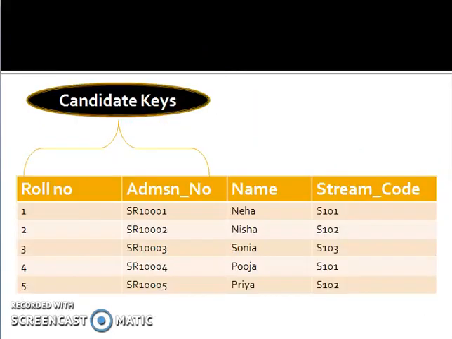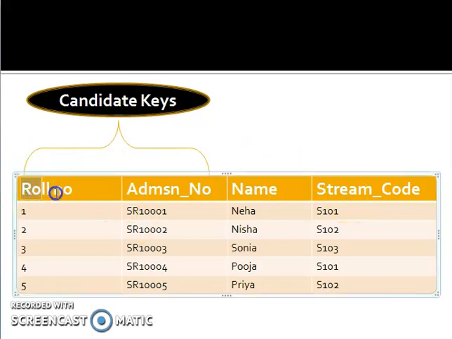For example, in our table, roll number, admission number, name, stream code are there. So here the roll number is the one which is different for each person. Likewise, the admission number is also different for each and every person. So it will not occur more than one time in a particular column. So it does not have any duplicate values.